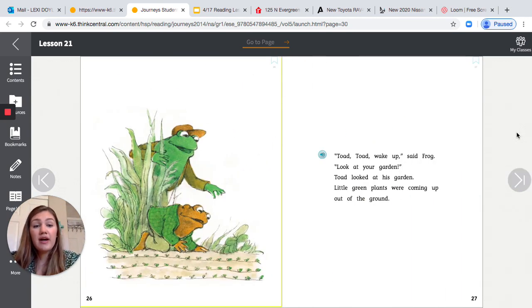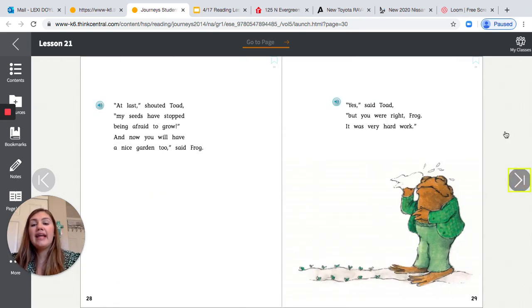Toad, Toad, wake up, said Frog. Look at your garden. Toad looked at his garden. Little green plants were coming up off the ground. At last, shouted Toad, my seeds have stopped being afraid to grow. And now you will have a nice garden too, said Frog. Yes, said Toad. But you were right, Frog. It was very hard work.